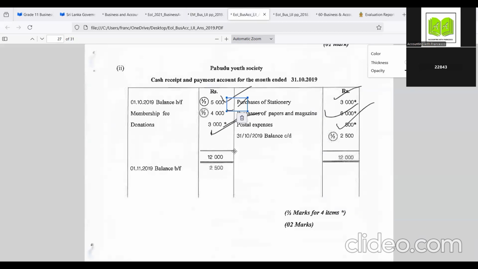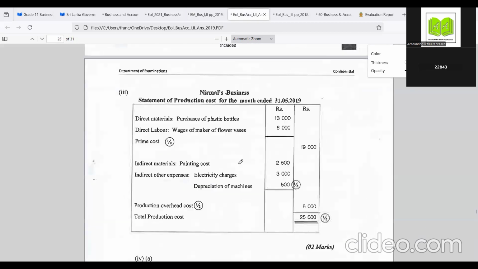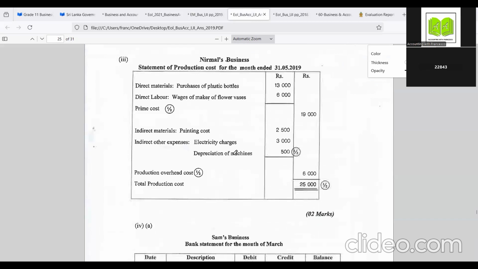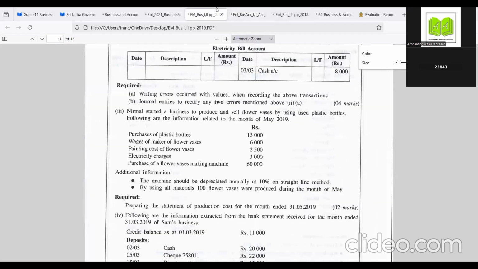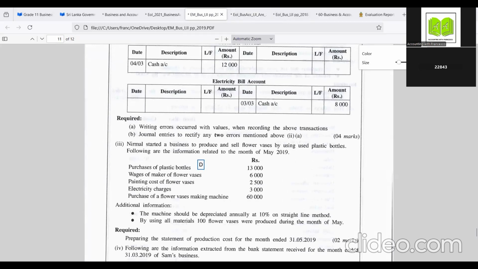Now I am going to the production cost statement, right? Okay, so this is the production cost statement. Same thing applies. Name of the business, the name of the format, and the date, right? You must start with direct material. So here in the sum, purchase of plastic is DM. Wages of the flower maker is direct labor, right? Because you can tell per flower, what is the wage, right?